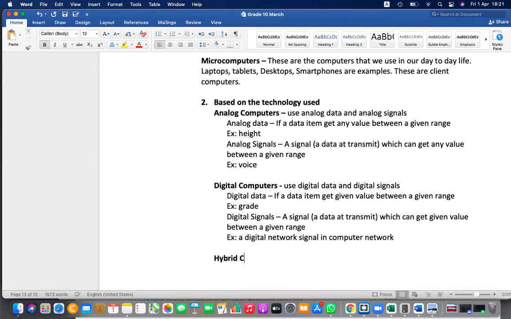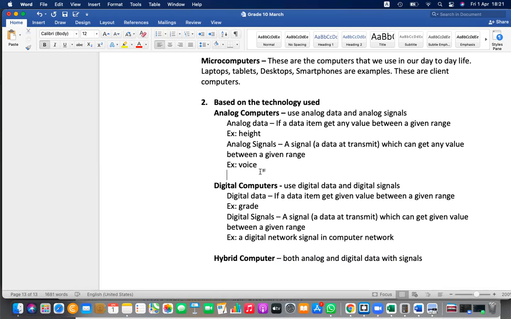Hybrid computers are using both analog and digital data with signals. That is hybrid. I couldn't write examples for these computers.